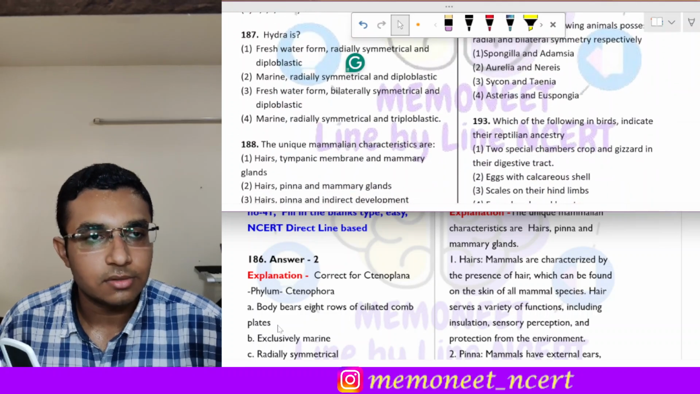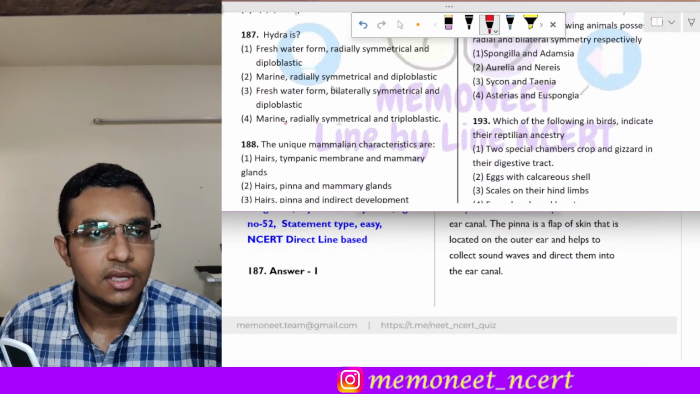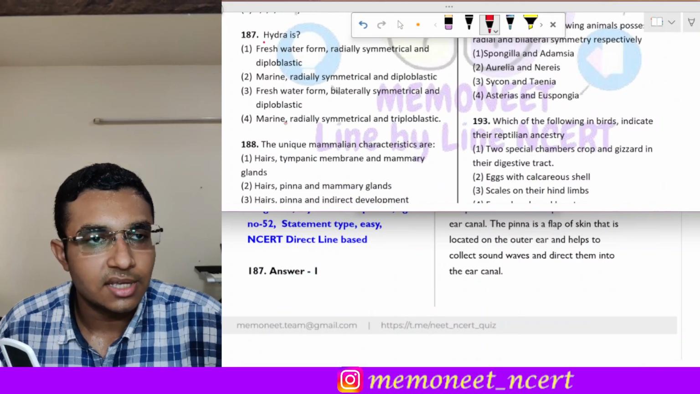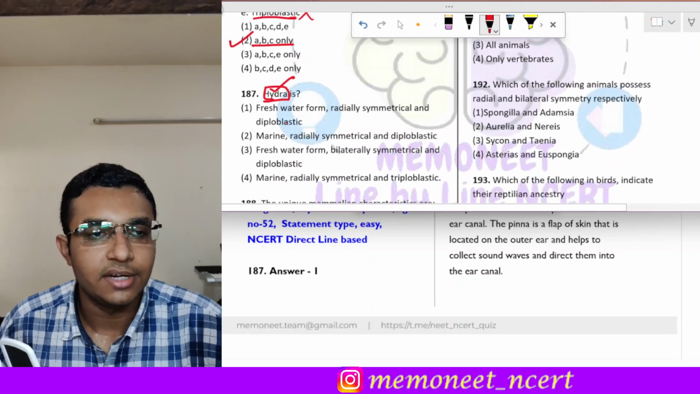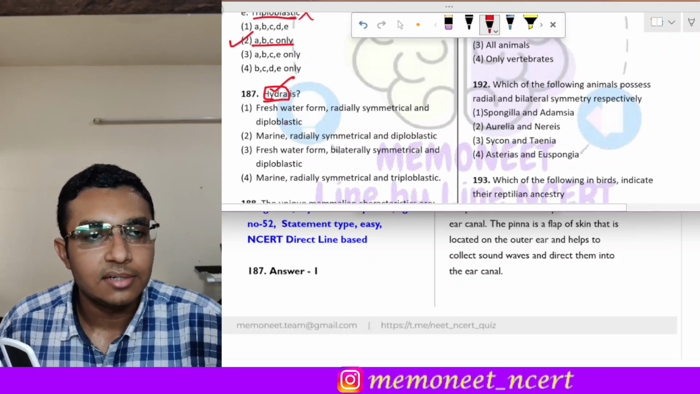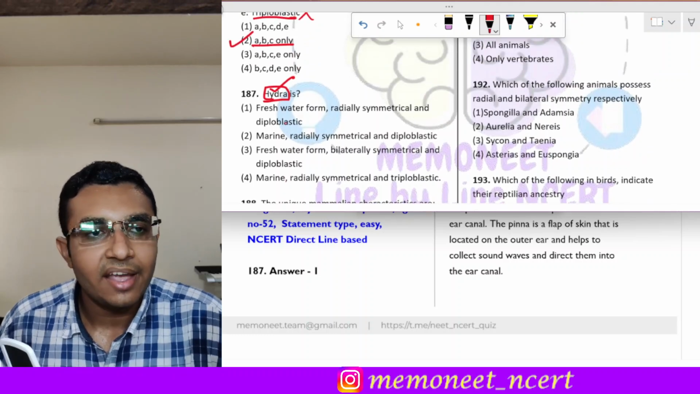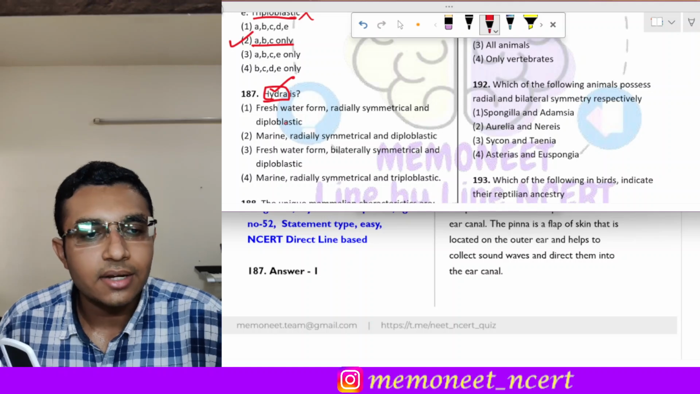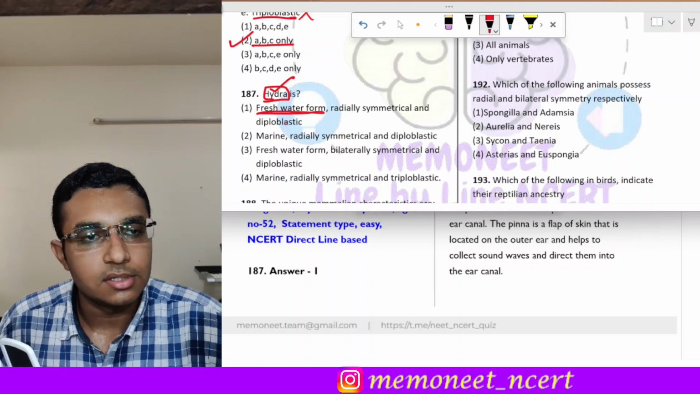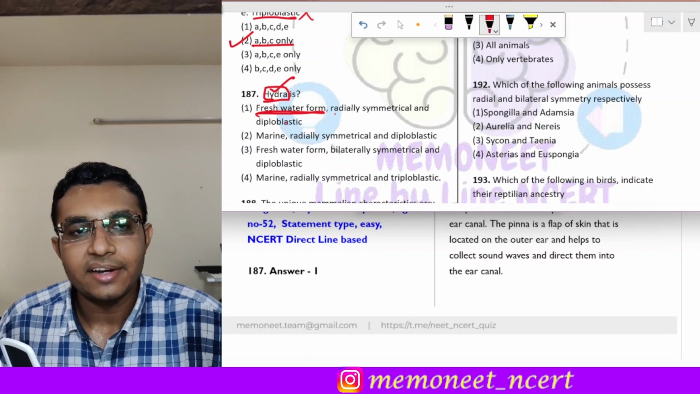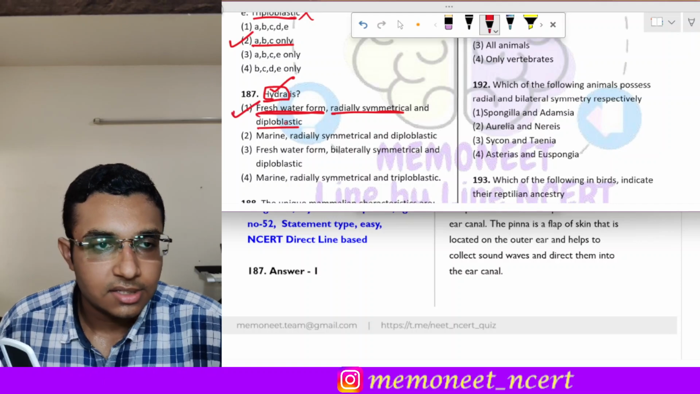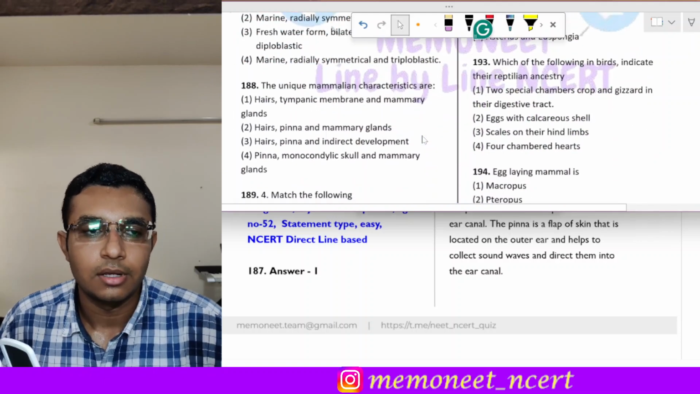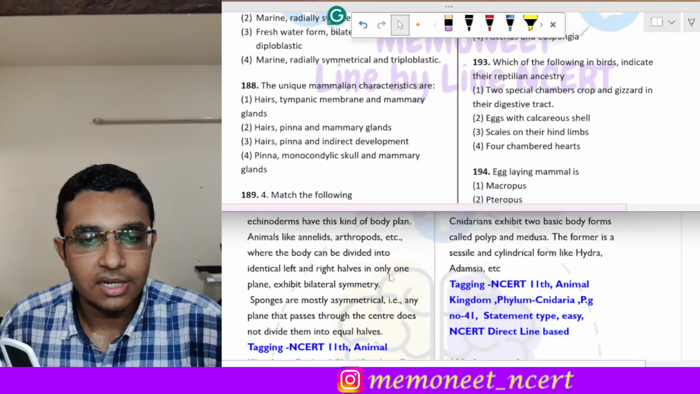Moving on to the next question, that is question number 187. The question 187 states that Hydra is dash. Okay, so we have to find the characteristics of Hydra. Now see, Hydra belongs to phylum Coelenterata, and its characteristic features are that it is a freshwater form, and it is radially symmetrical and diploblastic animal. So the correct answer of this question is option 1. The next question is question 188.